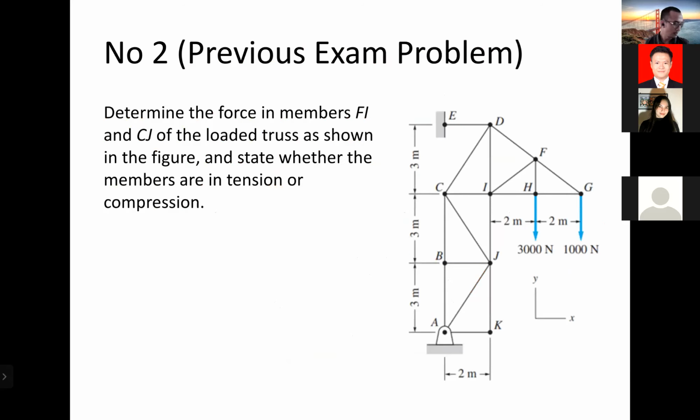Because there are so many questions with the homework, I will try to explain about this as well. Does any one of you have a problem with this particular question? Determine the force in members FI and CG. FI is here. Then CG is here. What do you think, Omar? Can you solve this one? Yes, sir.